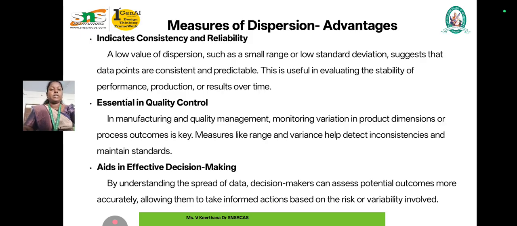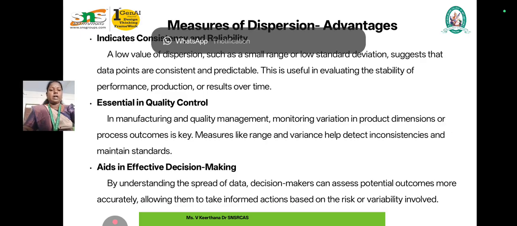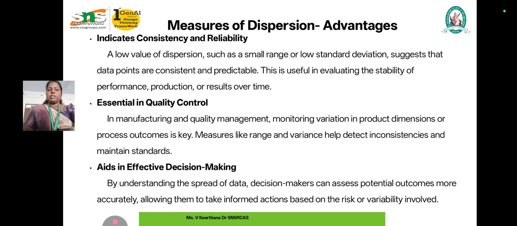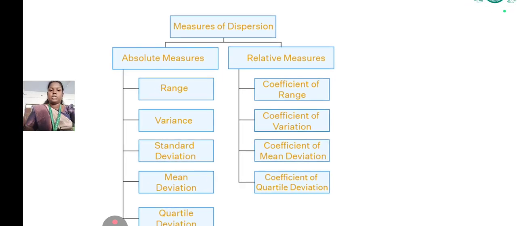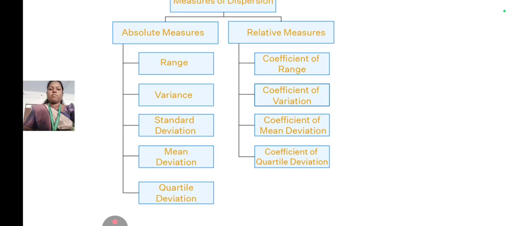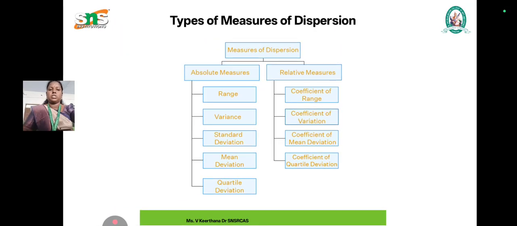Next is aids in effective decision making. By understanding the spread of data, decision makers can assess potential outcomes more accurately, allowing them to take informed actions based on the risk and variability involved. So we can see what are the measures of dispersion. First one is absolute measures and next is relative measures. In absolute measures we have range, variance, standard deviation, mean deviation, quartile deviation. In relative measures, coefficient of range, coefficient of variation, coefficient of mean deviation and coefficient of quartile deviation.